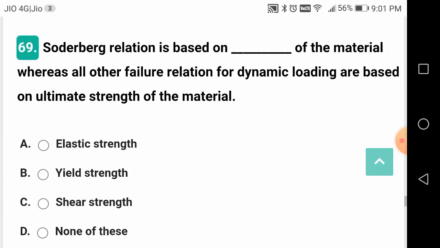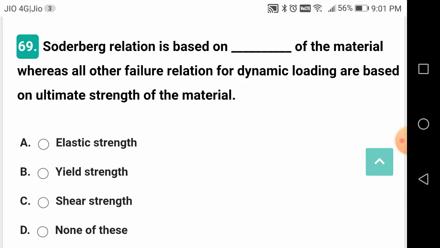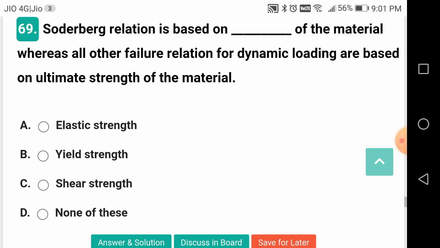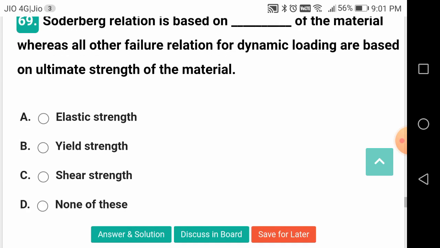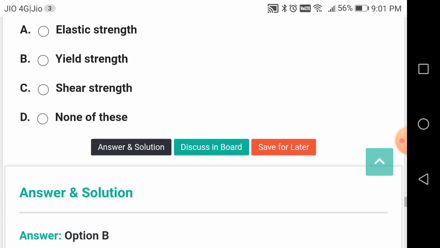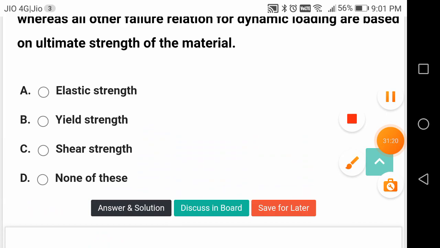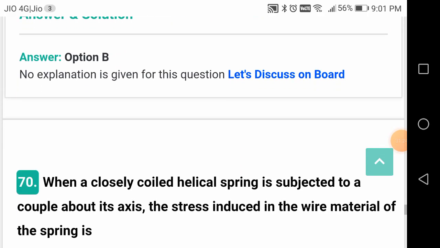Soderberg relation is based on dash of the material, whereas all other failure relations of dynamic loading are based on ultimate strength of the material. I think it should be yield strength, friends. Yield strength. This is a good question. Only Soderberg is based on the yield strength.